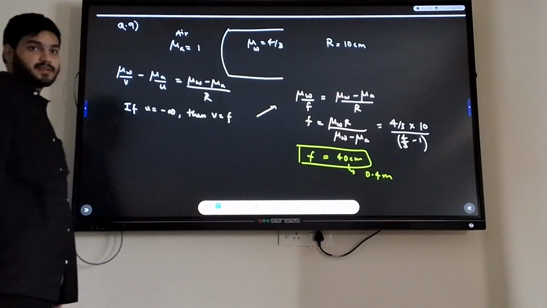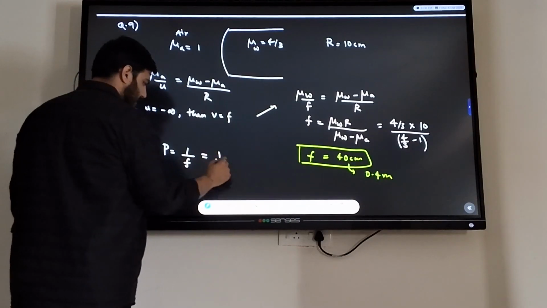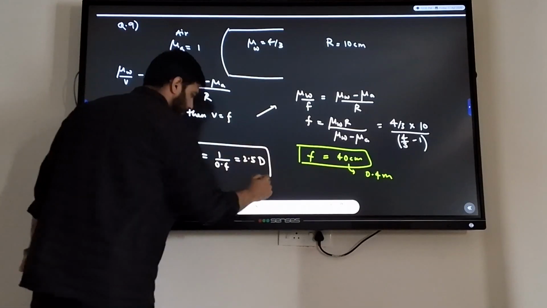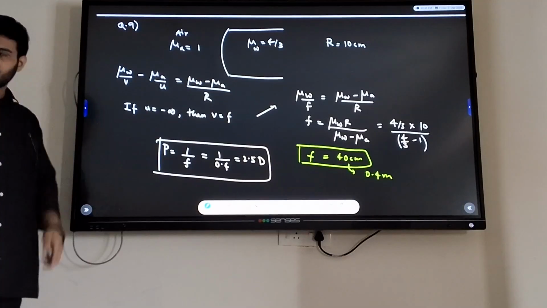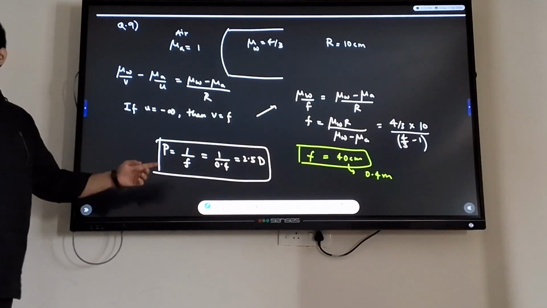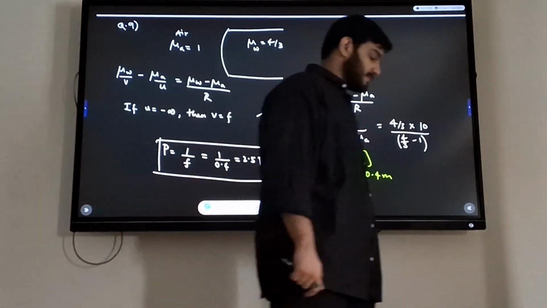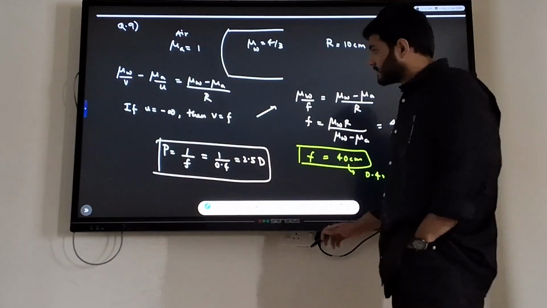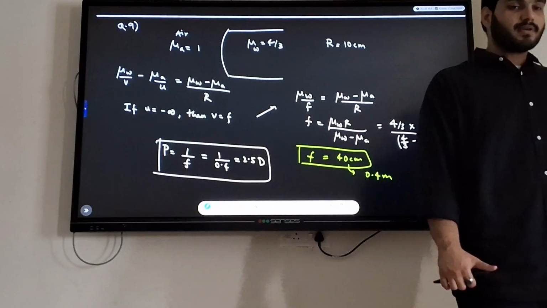I found my focal length. And then what will be the power? That's 1 by f. So 1 by 0.4 is 2.5 diopter. Is this correct? Good. Please check my in between steps as well. Don't just rudely copy. If you are done with this question, then go for the next one. Don't sit around. Question number 10. I don't think that needs a diagram as well. You can do it yourself.